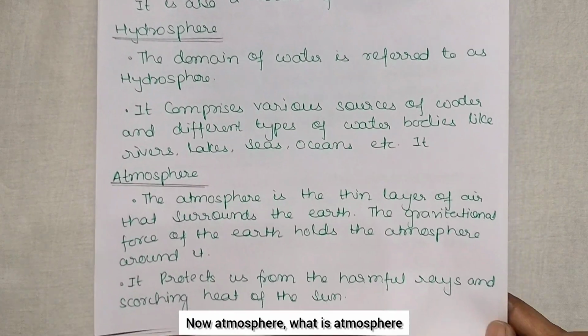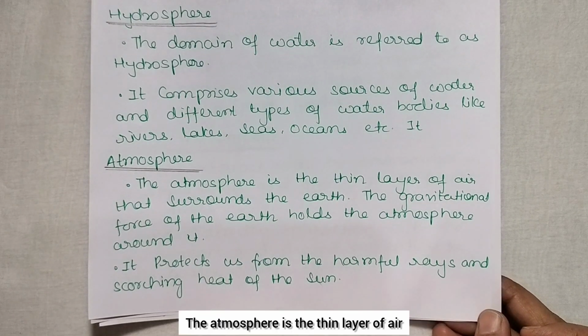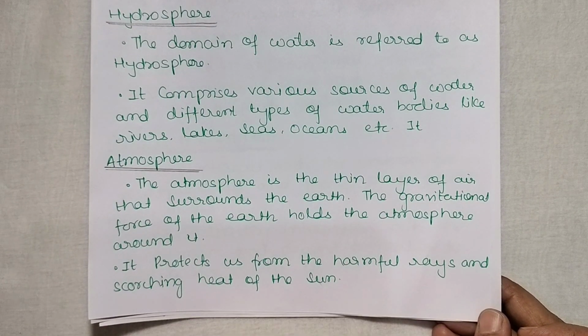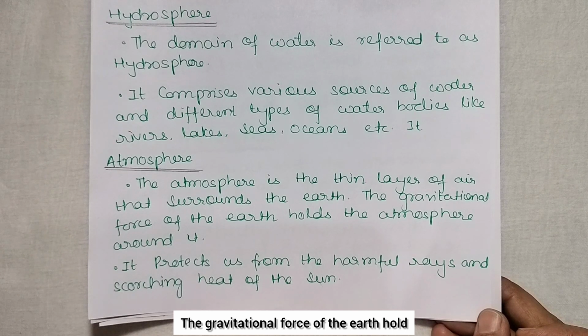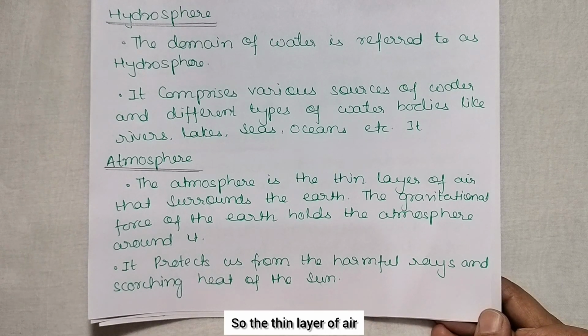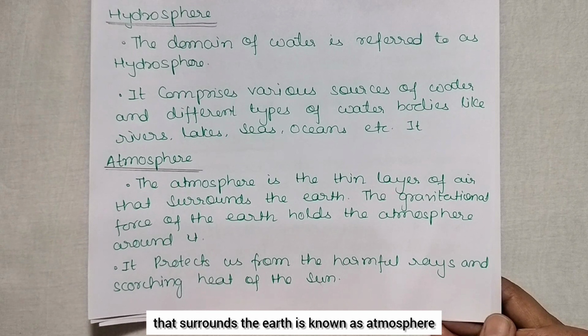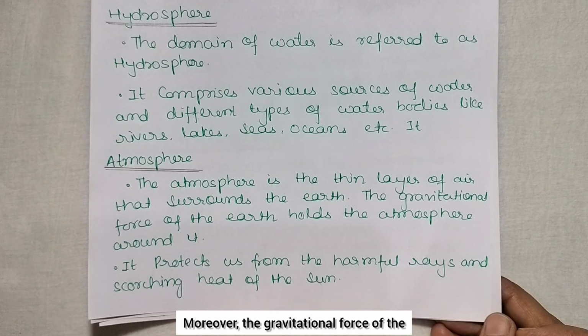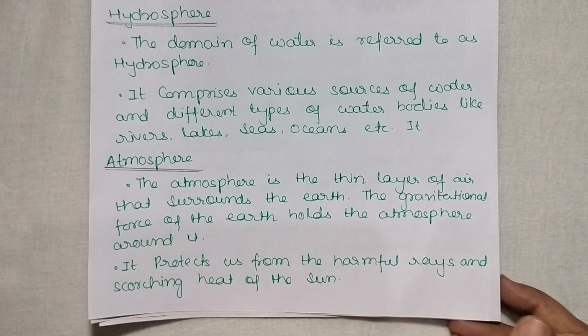Now atmosphere. What is atmosphere? The atmosphere is the thin layer of air that surrounds the earth. The gravitational force of the earth holds the atmosphere around it. So the thin layer of air that surrounds the earth is known as atmosphere. Moreover, the gravitational force of the earth holds the atmosphere around it.